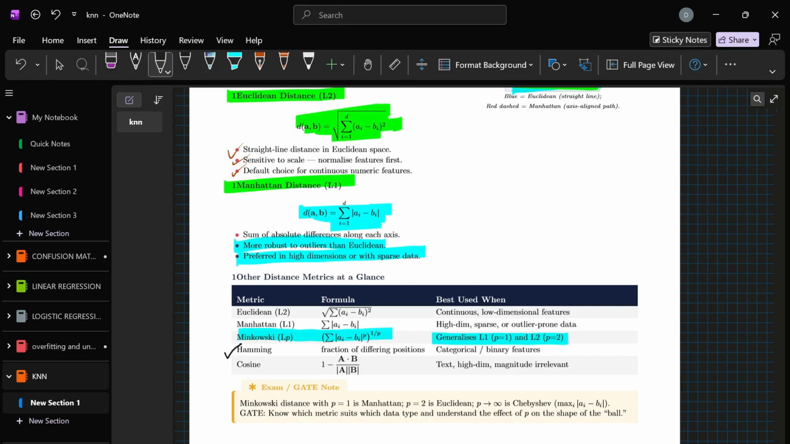For specific cases, we have the Hamming distance for categorical or binary features, which counts how many positions have differences between them. And secondly, we have the cosine distance for text data, which cares about the angle between the vectors, not the magnitude.